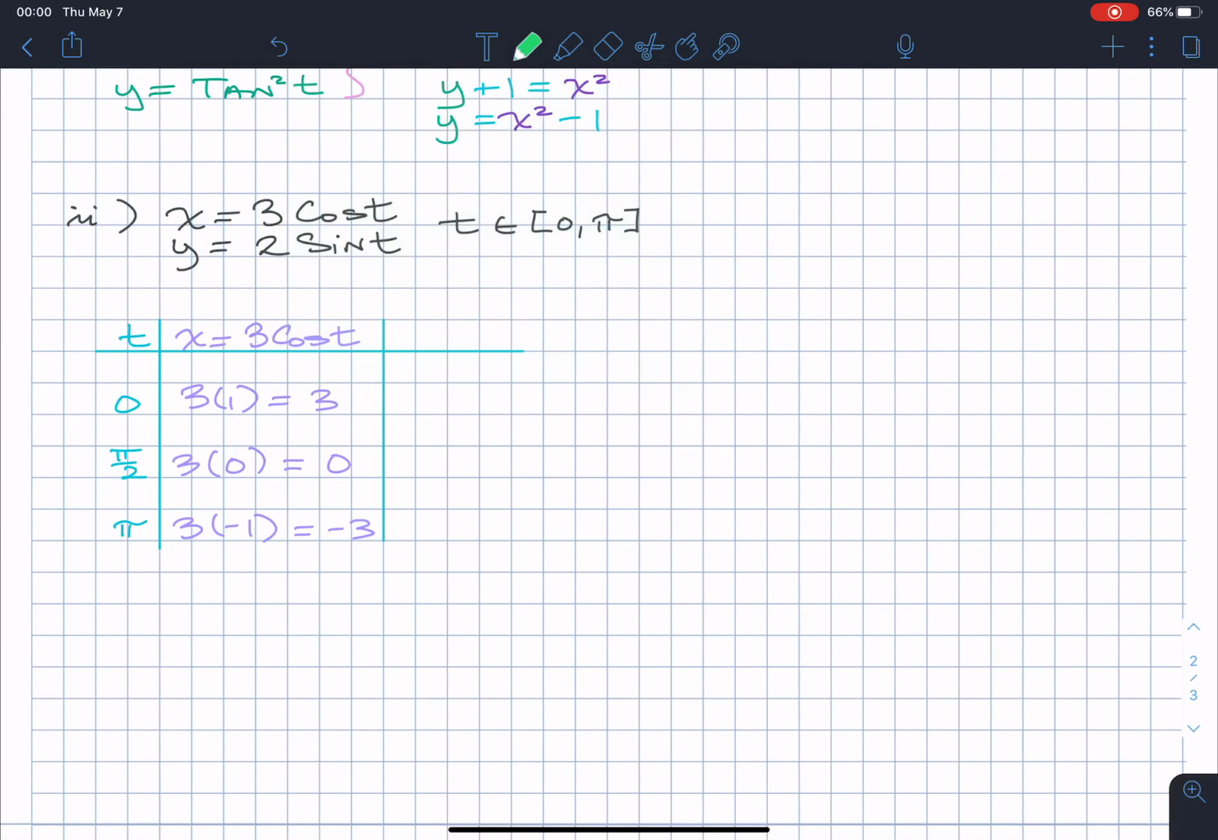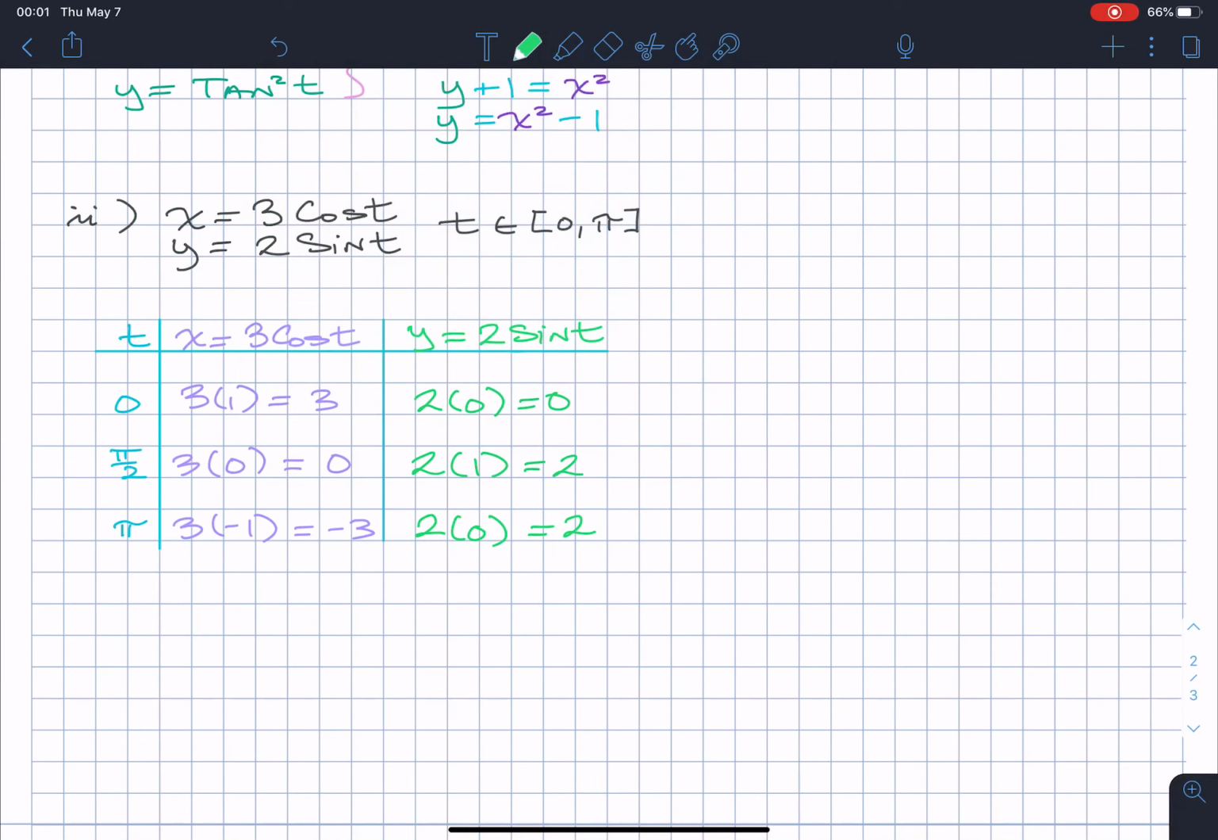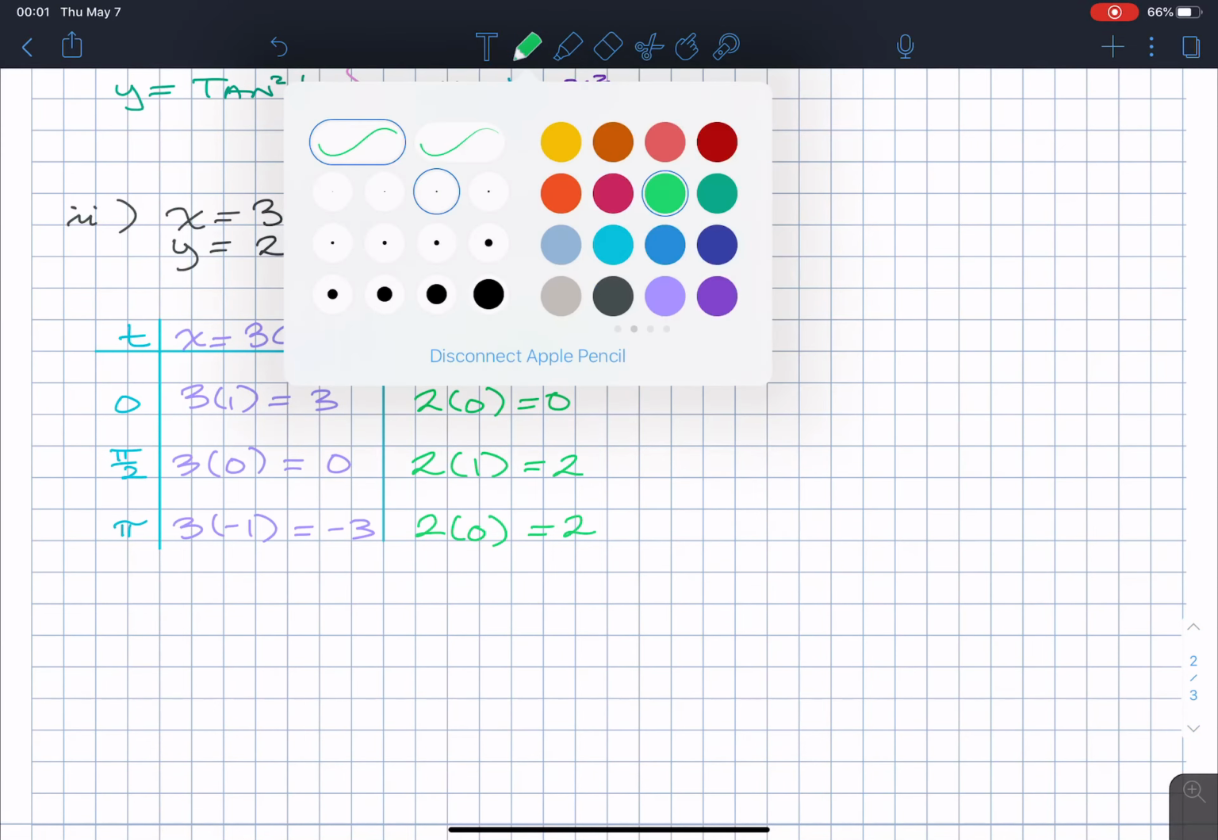Okay, my values for y are 2 sine of t. So this is 2 sine of 0, which is 0, so that's just 0. Sine of pi over 2 is 1, so 2 times 1 is 2. And sine of pi is 0, so that's 0. Okay, but now let's eliminate the parameter.